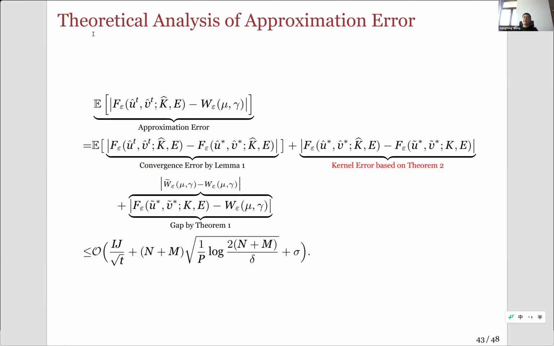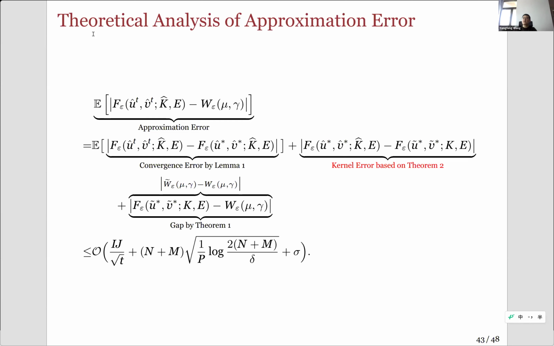And also we can give some theoretical analysis of the total error. We can analyze the total approximation error. This error has several components. The first one is the convergence error, which calculates how close the mini-batch randomized block coordinate descent optimization method gets to the optimum of the approximated objective. And this error will decrease with the iteration count t.